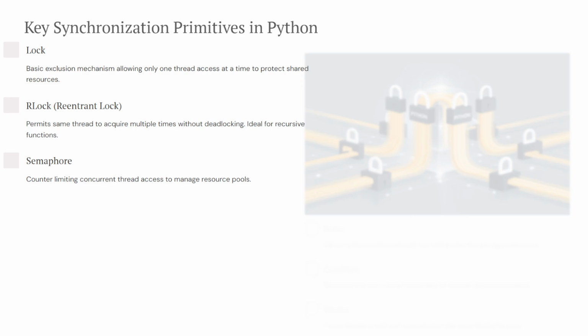There is also the RLock, which is a reentrant lock, which permits the same thread to acquire it multiple times without deadlocking, and it's ideal for recursive functions. There's also Semaphore. With Semaphore, there's a counter limiting concurrent thread access to manage a resource pool.